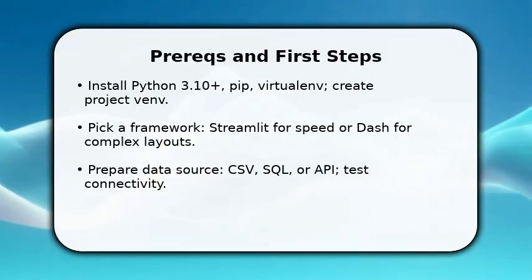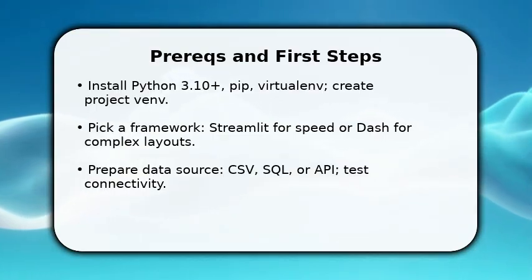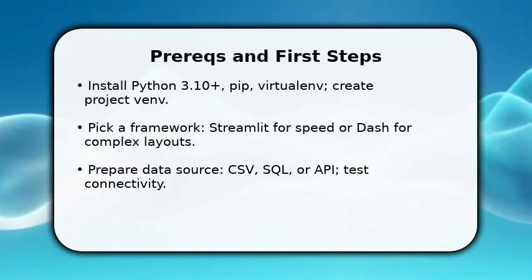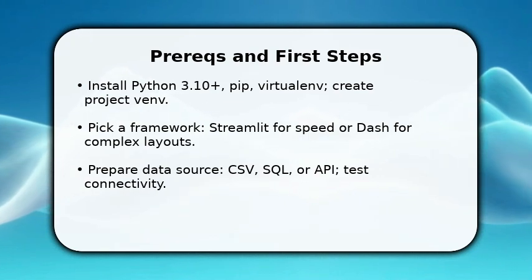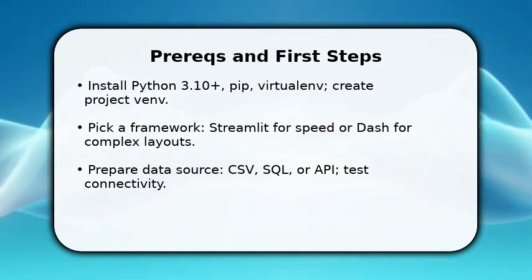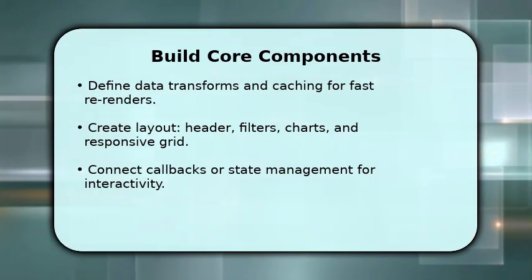This avoids surprises downstream. You'll also wire a single data read function now, because having consistent input simplifies every visualization you add next. Now you implement data transformations and caching to keep interactions snappy. Use memoization or framework caching decorators.